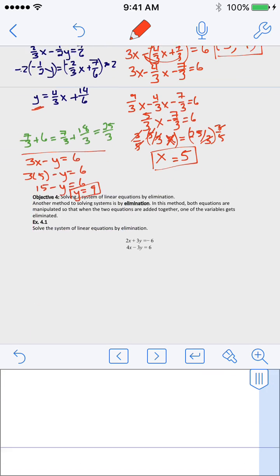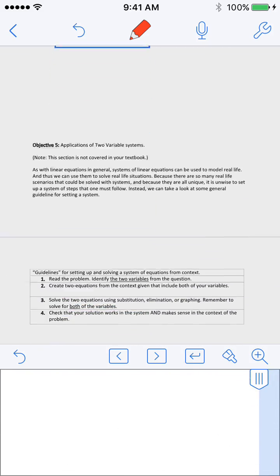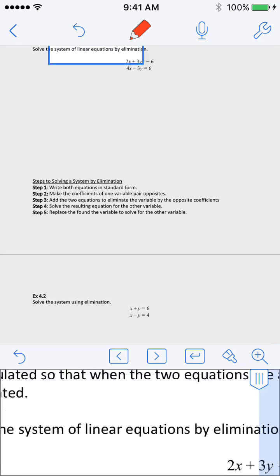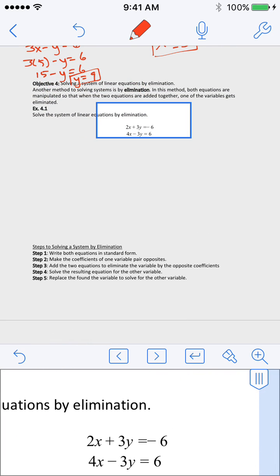Alrighty, elimination. Let's talk about elimination. So elimination is our other method. It does not involve substitution. In fact, it involves elimination, right? So once again, it's the name trying to tell you what you're going to be doing. Instead of substituting a variable, we will be eliminating a variable. We're going to eliminate it.